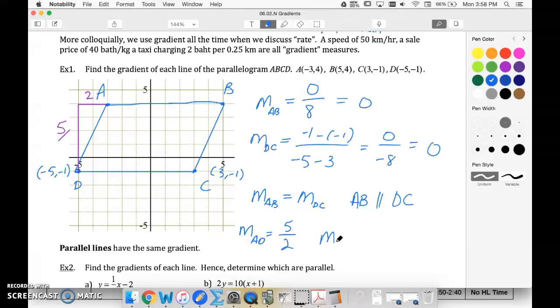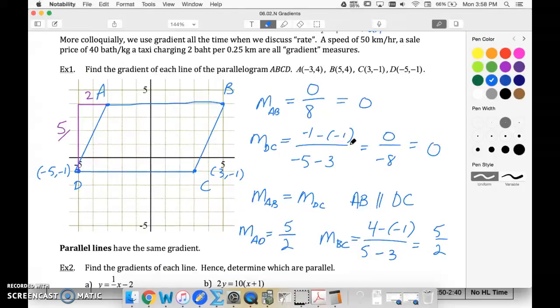If I use the formula for BC, well, this point B is 5, 4, 3, negative 1, so I'm going to do y minus y. 4 minus negative 1 over, now I'm going to do my x minus x, so 5 minus 3, and I get the same thing, 5 over 2.